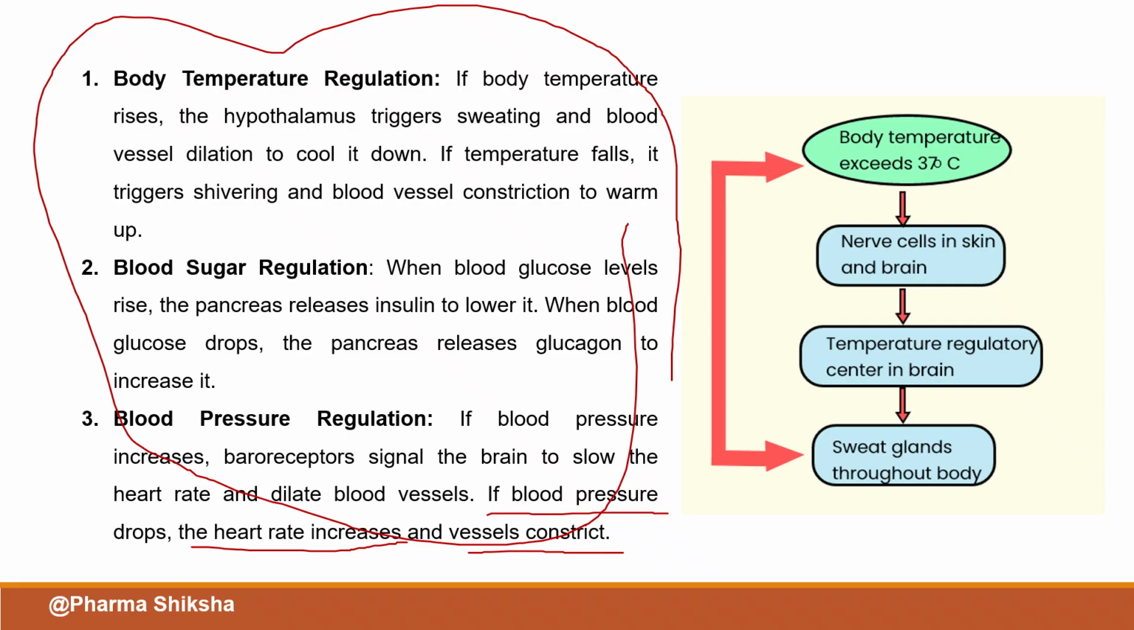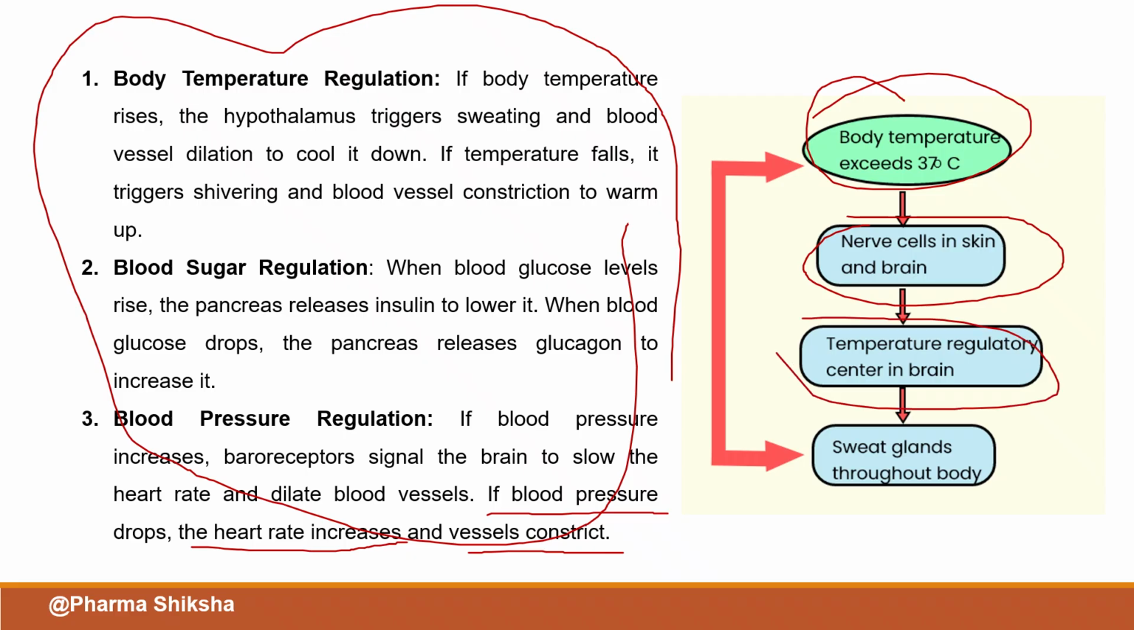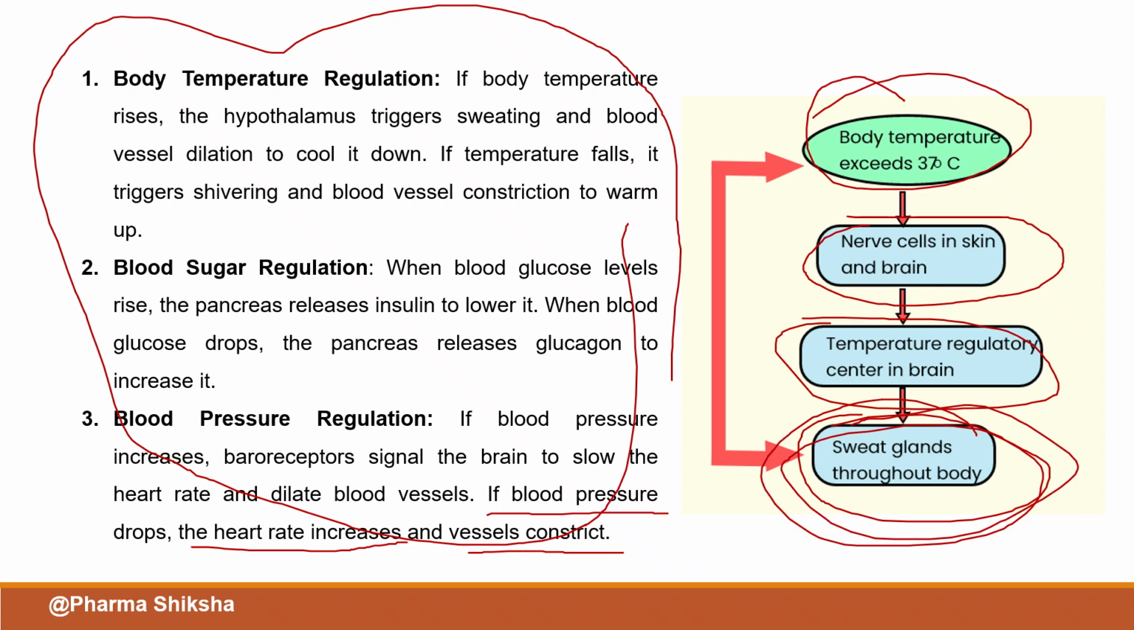Here you can see it again. Body temperature exceeds 37 degrees Celsius, so the nerve cells in the skin detect it and the receptors give the signal to the control center. The control center then gives the signal to the sweat glands, so that the sweat glands start to produce sweat and the body will cool down.